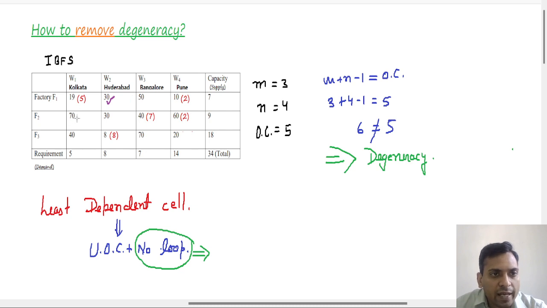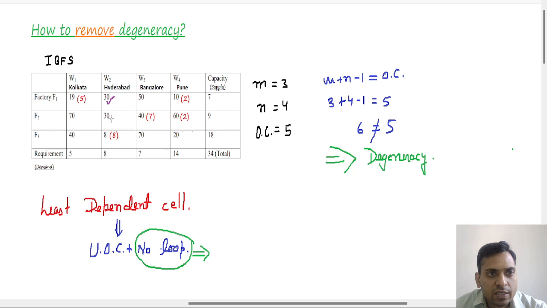Now we will try for the next, 70. 70 is unoccupied, so we will try to create a loop. First direction may be this, but there is no movement in this vertical direction. So we can't take this. Now we will try for this. In the vertical direction, yes, we have vertical movement. Then next is horizontal movement, and this is the starting point. So we can create a loop for this direction also. So this is not a dependent cell, this is an independent cell.